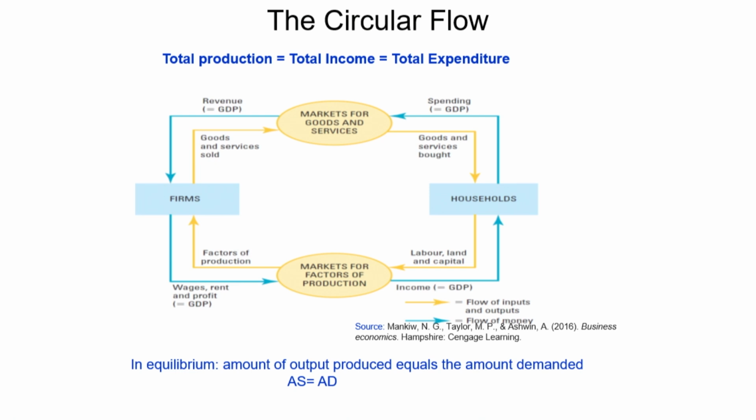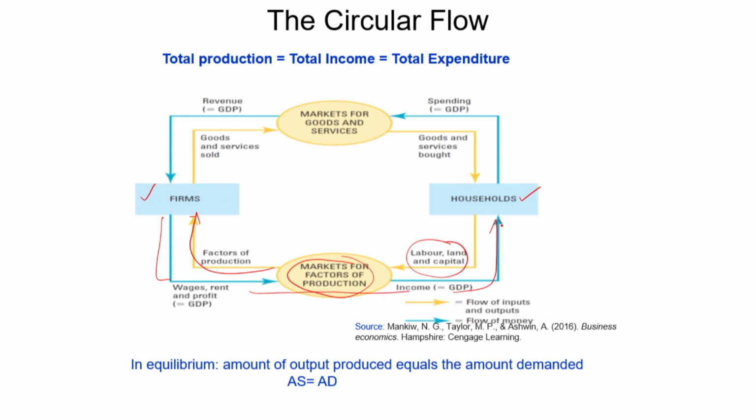I am showing you here two economic agents. One is households and the second one is firms. And you have seen in one of the previous sessions that households are the owners of all four factors of production: labor, land, capital, and organization. This is the market for factors of production, and the firms make use of these factors of production. In return, they give wages, rent, and profit, which finally becomes the income for the households.